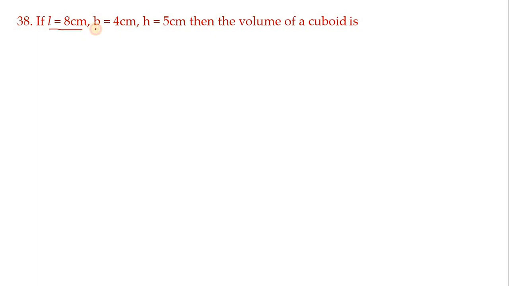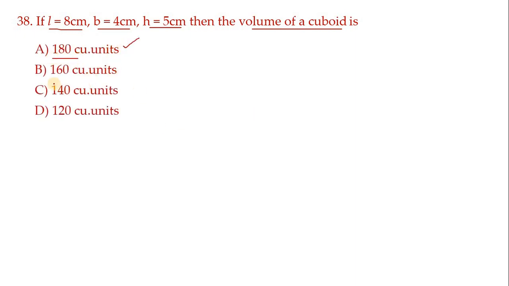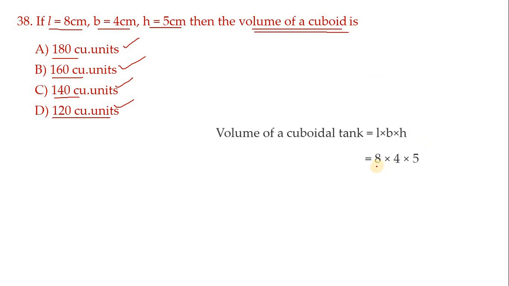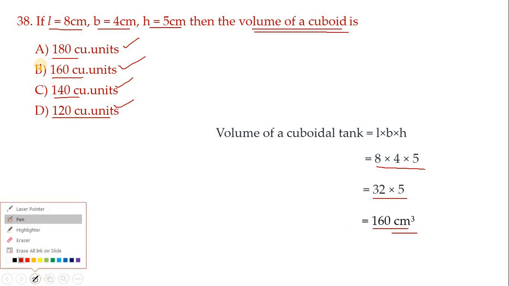If L equals 8 centimeter, B equals 4 centimeter, H equals 5 centimeter, then volume of cuboid is: 180 cubic units, 160 cubic units, 140 cubic units, 120 cubic units. So here we want to find volume of cuboid. Volume of cuboid finding formula is L into B into H. Substitute values: 8 into 4 into 5. So we get 32 into 5. So 32 into 5 gives 160 centimeter cube. Centimeter cube is nothing but cubic units. So correct option is B.